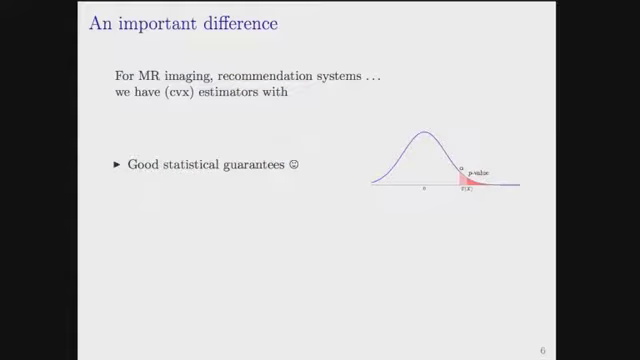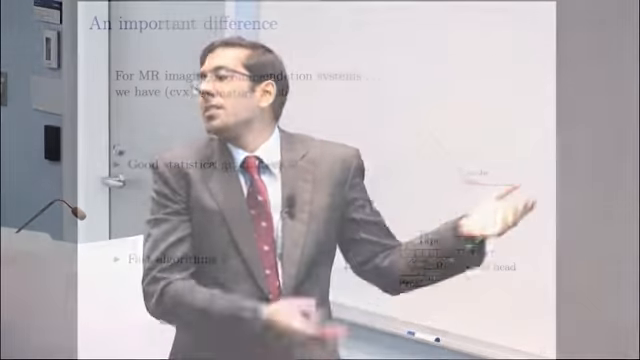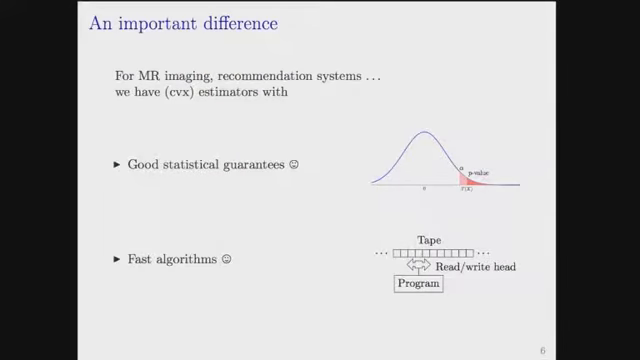Okay. So there's really an important difference between the first two examples, which are medical imaging and recommendation systems, and the third one, which is that in the first two cases we have good estimators. These are often based on convex programming, but not necessarily. And these are good in two senses. They have good statistical guarantees. They are statistically efficient. They take advantage of all possible statistical information that is present in the data set. And because, for instance, if they are based on convex programming, you can actually compute them. There are fast algorithms to compute these things.